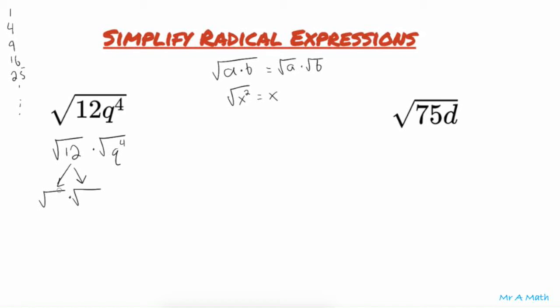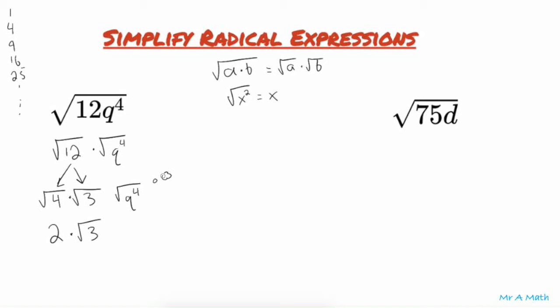So in this situation, 12 can break up into the square root of 4 times the square root of 3, and then times the square root of q to the 4th. And this is where everything starts getting simplified. Because the square root of 4, I know, is just 2. The square root of 3 can't be broken down further, so it just stays the square root of 3. And then the square root of q to the 4th.